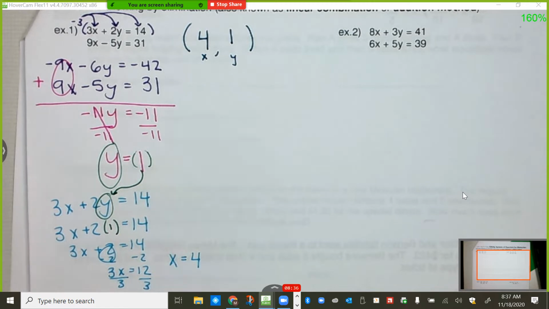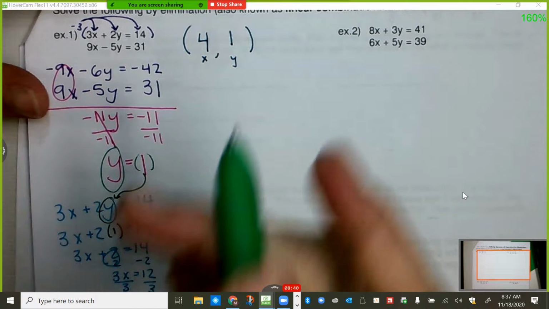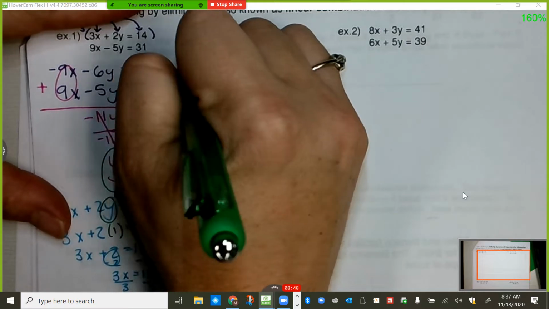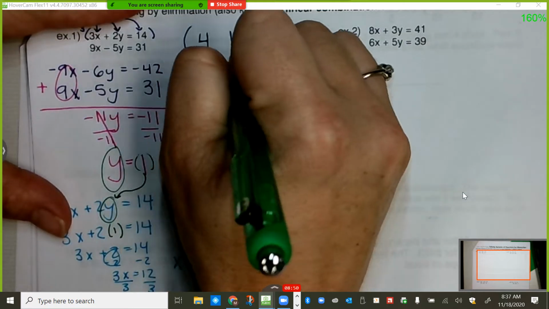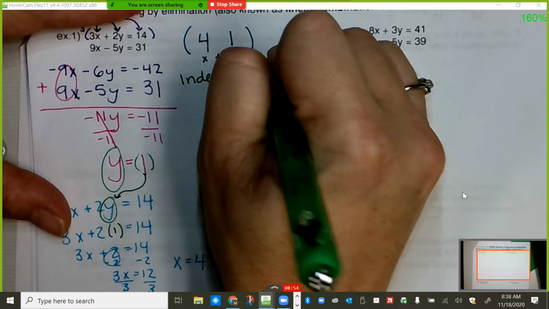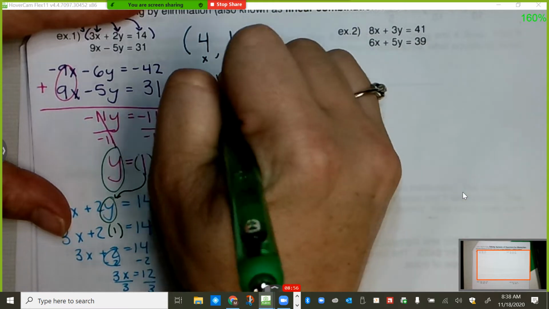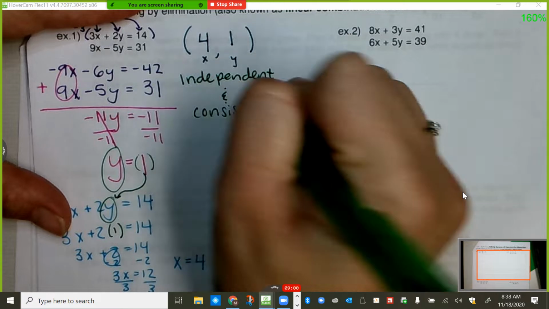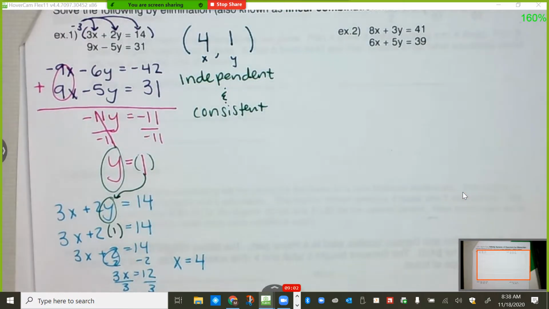Now, what kind of solution is this? It's a point, but what kind of system? Sorry. Not solution. Kind of system. Independent and consistent. Why is it independent? How many solutions are there? 1. That's why it's independent, because there's only one solution. And it's consistent because it has a solution. Okay?